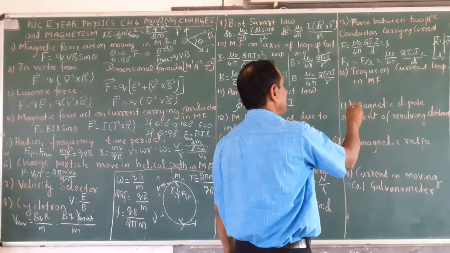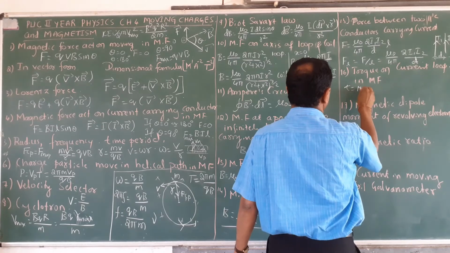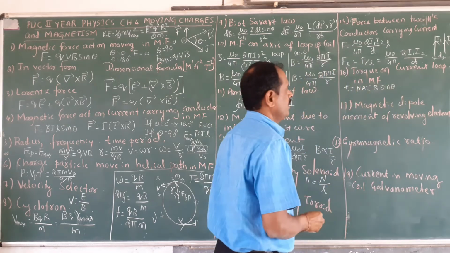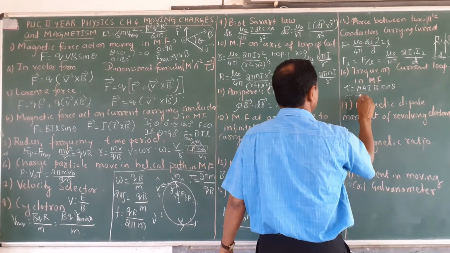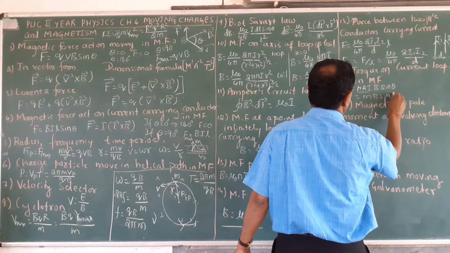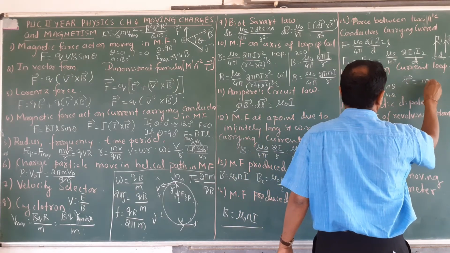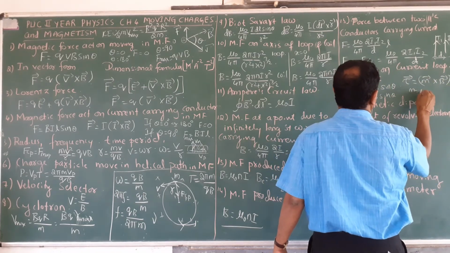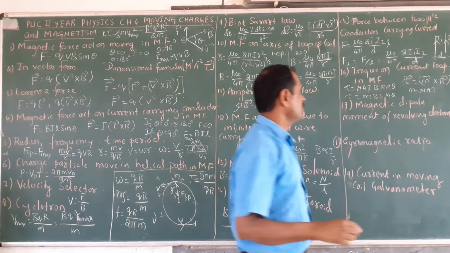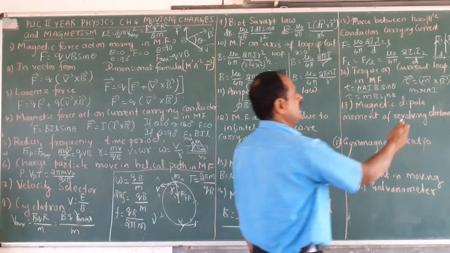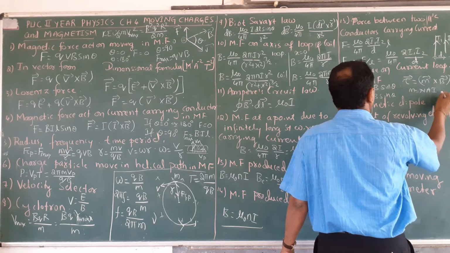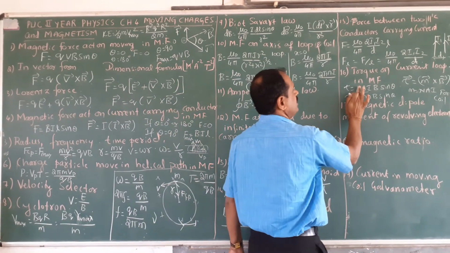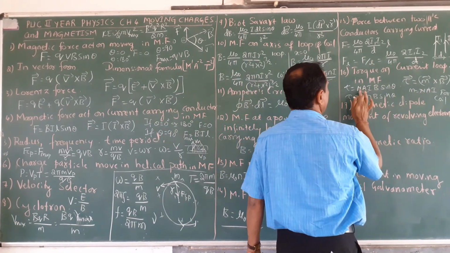Talking about the current loop in the magnetic field, tau is equal to NIAB sin theta. Now NIA is said to be M, so tau is M B sin theta. This is torque in vector form, vector M cross vector B. Now here M is equal to N into A into I. This is said to be magnetic dipole moment. Now this is for a coil. For a loop, N is equal to 1.